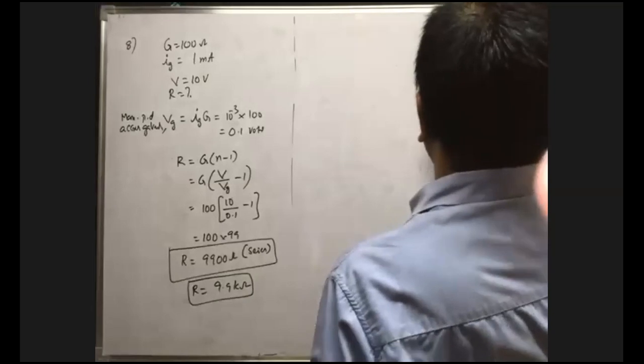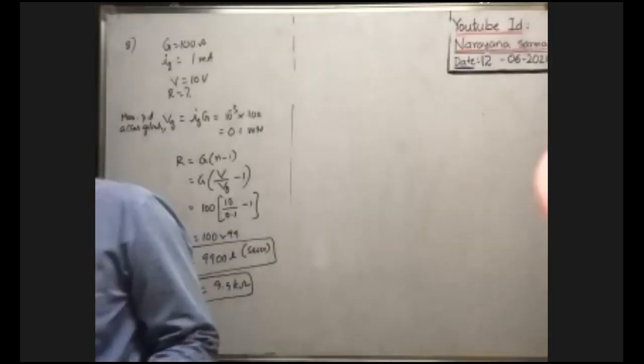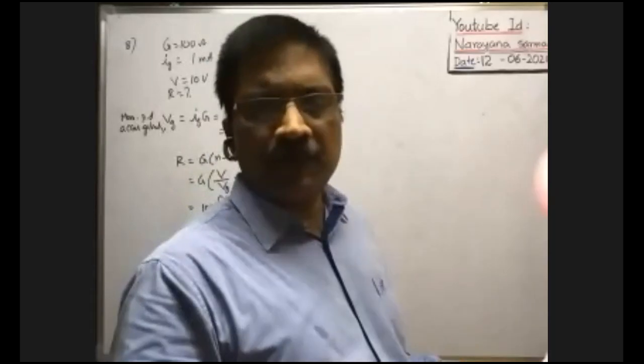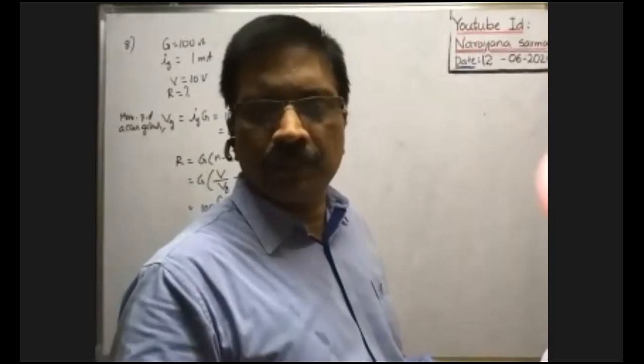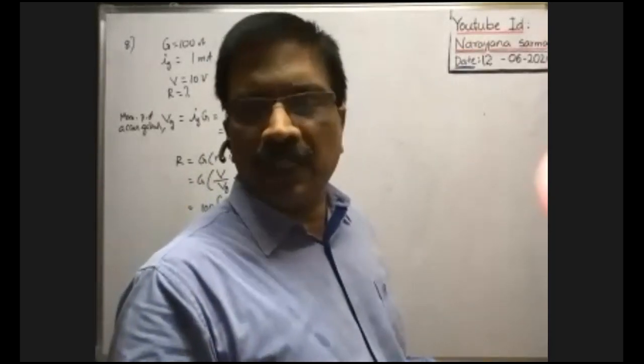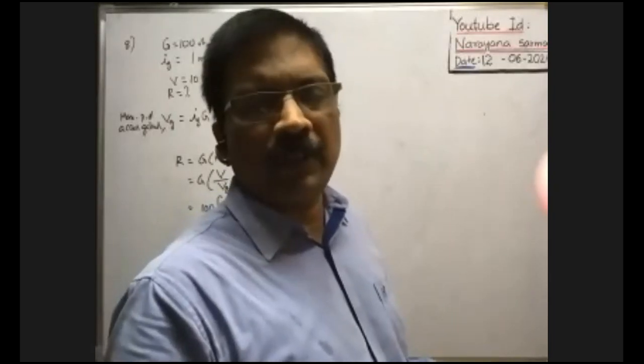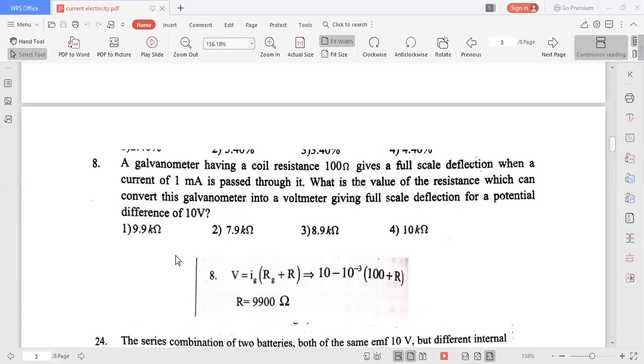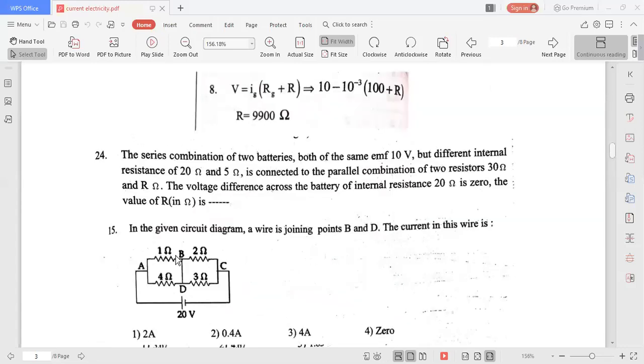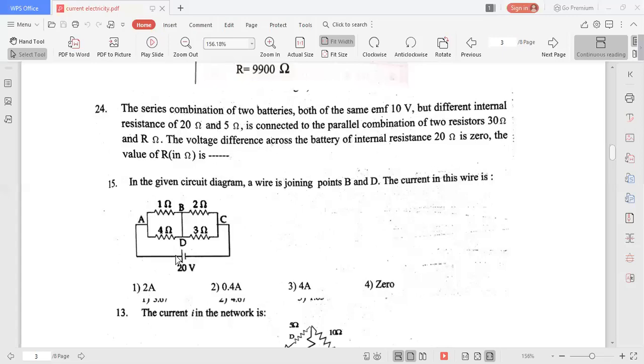Next. All of you see the next problem. V is equal to Iz into R plus G. That is the formula. We can use that also. Okay, next. I think this 24th problem is completed now.